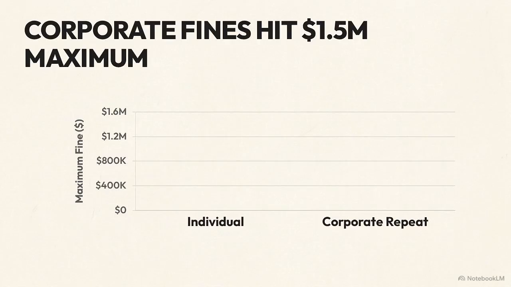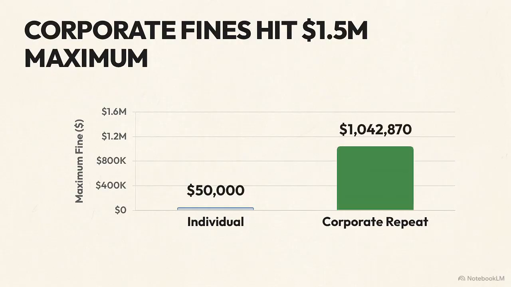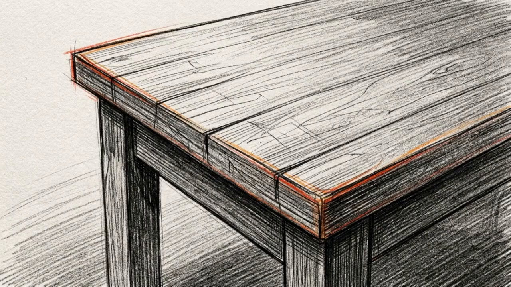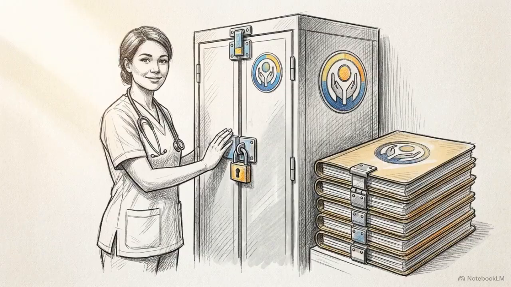This chart illustrates the risk at the organizational level. A $50,000 individual baseline fine can leap to a massive $1.5 million annual maximum penalty for repeat corporate violations. Federal law views patient privacy as a strict mandate. Treating data casually for the sake of convenience is financially and legally devastating. While these penalties are intimidating, preventing them requires only common sense and consistent daily habits.